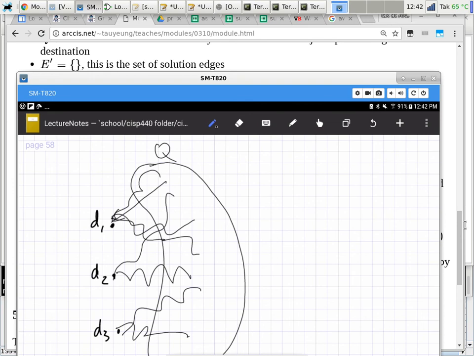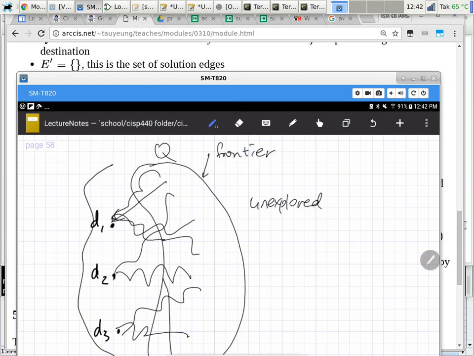So the rest over here is, I'll just say, unexplored. This is the frontier. And this portion is, I'm just going to use this word here, explored. You cannot see it.